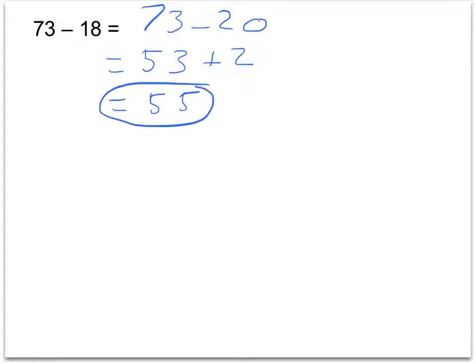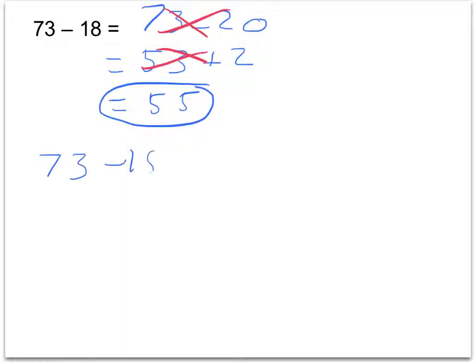But again, we made a mistake here in showing our work. 73 minus 18 is not the same as 73 minus 20, and nor is 73 minus 20 equal to 53 plus 2. So those two expressions are not equal. We did get the right answer, but we didn't explain our work properly. So let's talk about how we could do this properly.